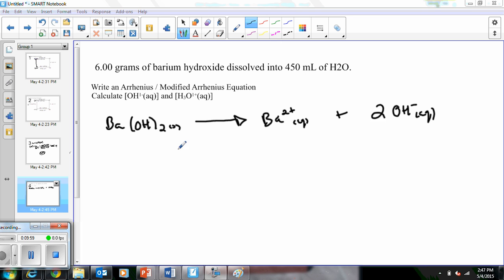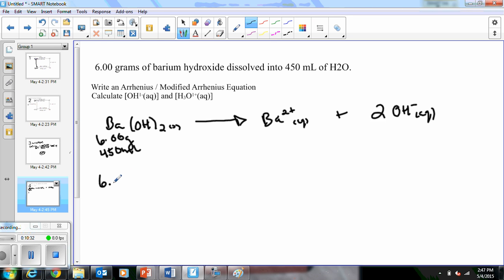Great, welcome back. Here's number 8 from your workbooks. And it says 6 grams of barium hydroxide is dissolved into H2O. For Arrhenius/modified Arrhenius, this is just an ionic compound, so it's simply going to dissociate, and if we balance it, we produce 2 hydroxide. So we know it's a basic solution. And I dissolve 6 grams of this into 450 milliliters of water. So my first step that I need to do is convert this mass and volume into moles per liter.